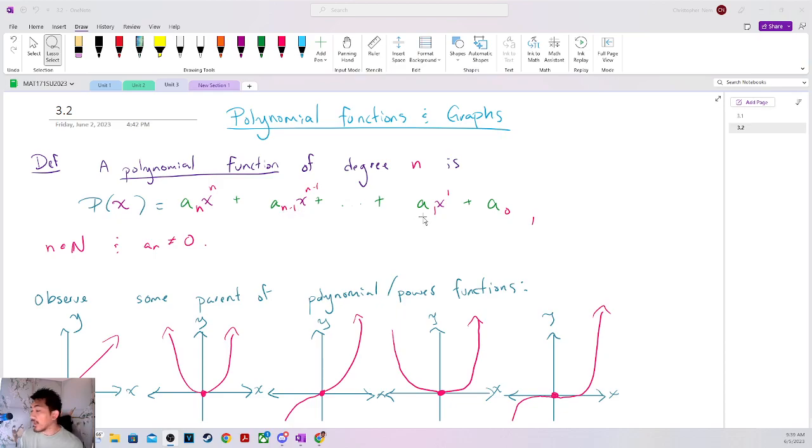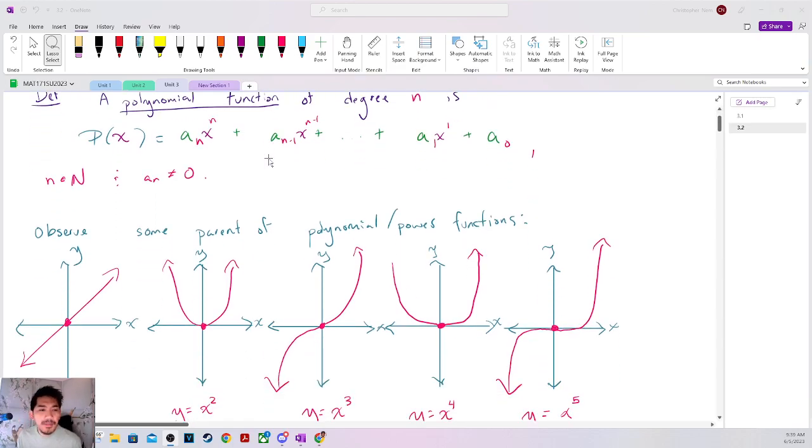a sub n minus 1, a sub 1, all the way to a sub 0. These are constants in particular, where the first one cannot be 0, otherwise we're just going to choose the one next to it. This n is a natural number. That means it's just any exponent number: 1, 2, 3, 4. I don't want fractions in particular, and I don't want negative values. Okay? And of course, I don't want 0.